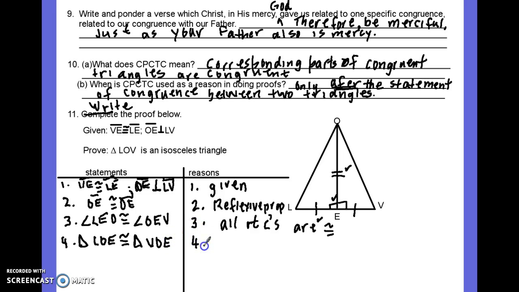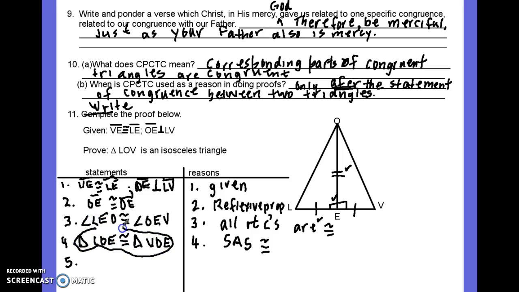What's going to be the reason? I can almost hear the sound like cheerleaders saying side angle side congruence. Certainly, that's where we were headed all along. Side angle side. Now that we've got congruent triangles, we can go ahead and make a statement related to CPCTC, because remember I told you, when is CPCTC used as a reason in doing proofs? Only after the statement of congruence between two triangles. So here it is, we have it, statement of congruence between two triangles.